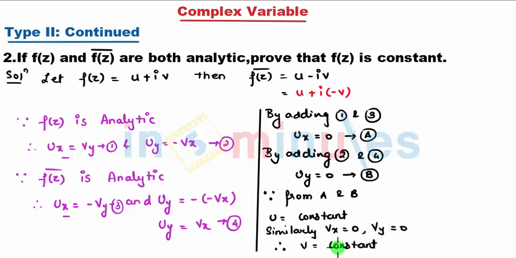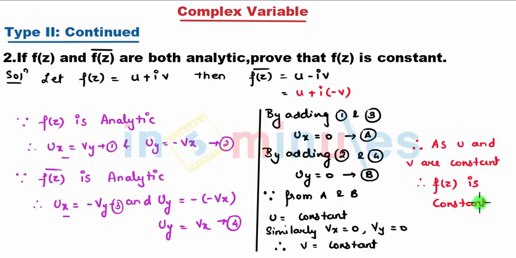So when u and v are constants, we can therefore say that f(z) is constant. That's the derivation completed.